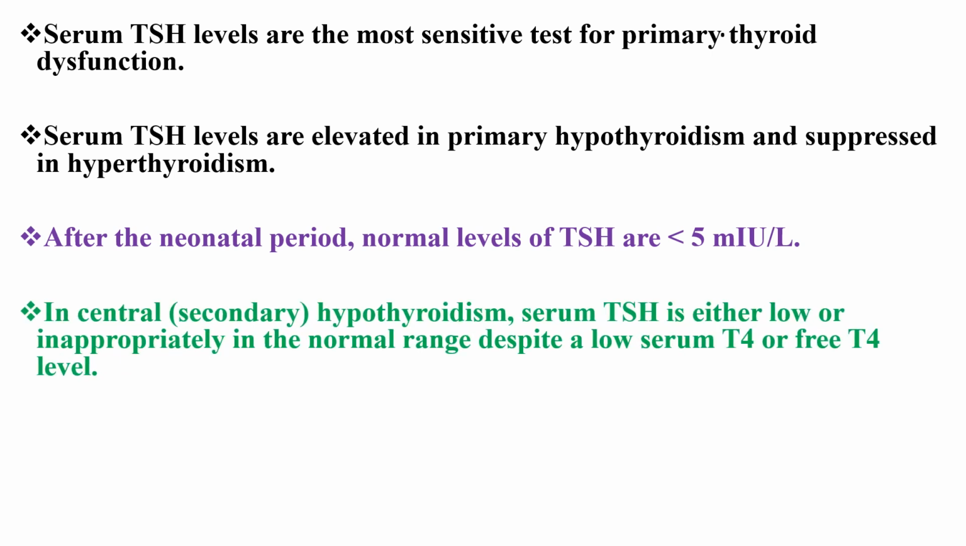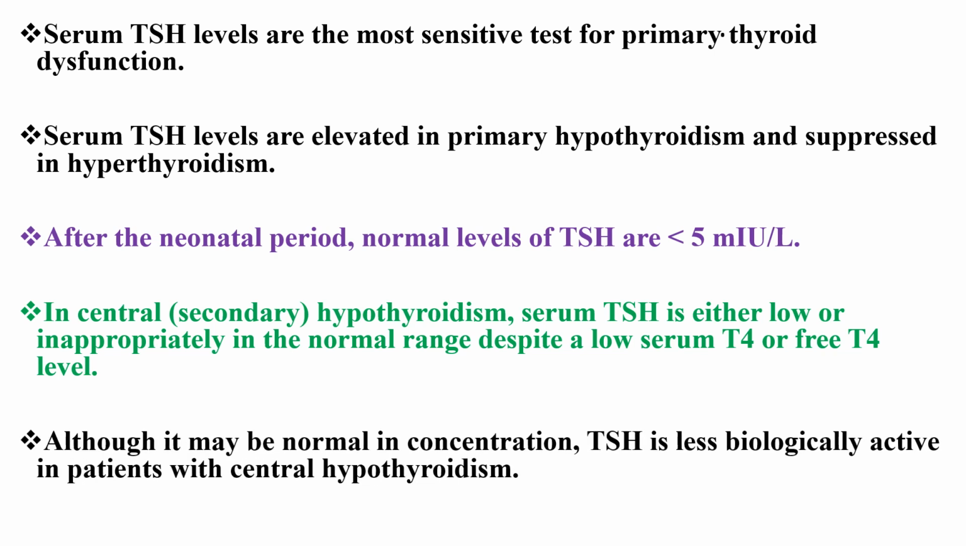In central or secondary hypothyroidism, or if the problem is from the hypothalamus, serum TSH is either low, or inappropriately in the normal range despite a low serum T4 or free T4 level. Although it might be normal in concentration, TSH is less biologically active in patients with central hypothyroidism.